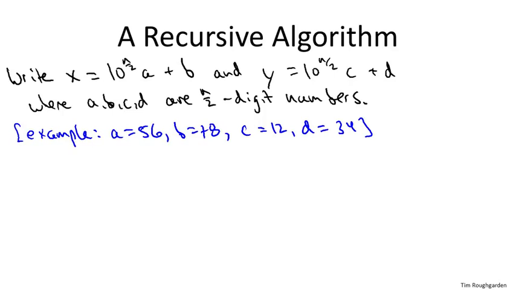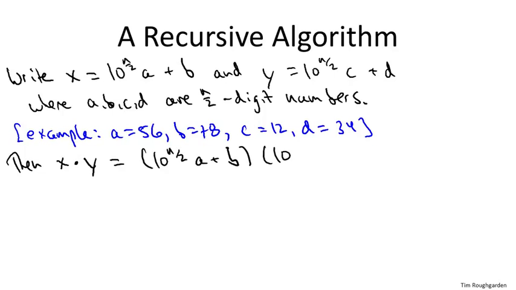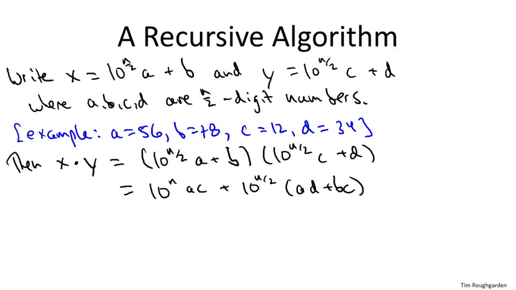Now, in a purely mechanical way, we can expand the product of x times y in terms of this representation in terms of these smaller numbers a, b, c, and d. So x times y is just the same thing as 10 to the n over 2 times a plus b, times the quantity 10 to the n over 2 times c plus d. And now if we expand this and group like terms, we get 10 to the n times ac, plus 10 to the n over 2 times ad plus bc, so that's combining two terms from the expansion, plus bd. And I'm going to call this expression circled in green star.